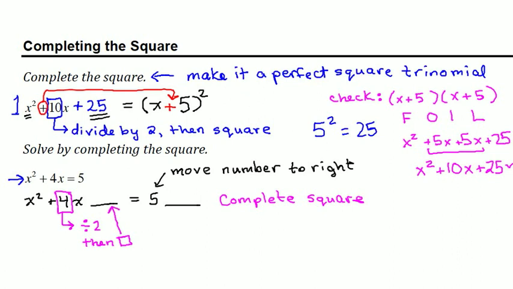So 4 divided by 2 is 2. 2 squared is 4. I'm going to add 4 to the left-hand side of this equation. So I have to add 4 to the right-hand side as well, just to make sure I haven't changed the equation. I add this number to both sides of the equation. Forgetting to add it to the right-hand side is a fairly common mistake, so be careful with that.